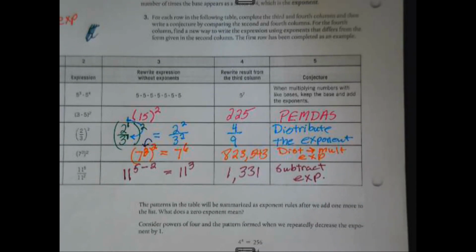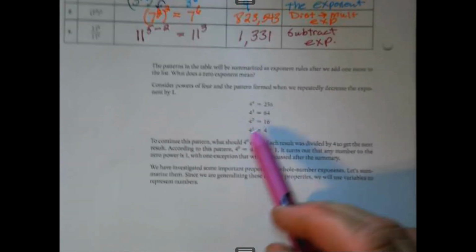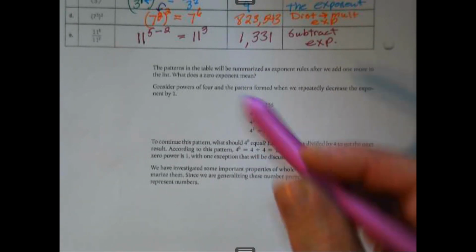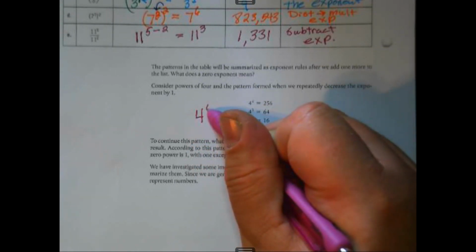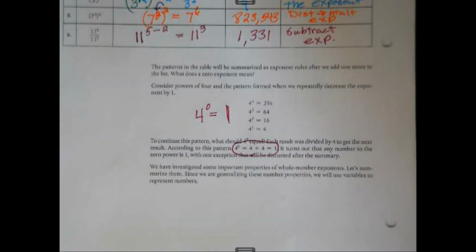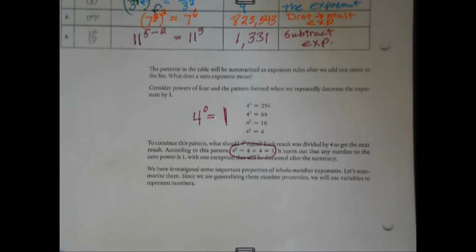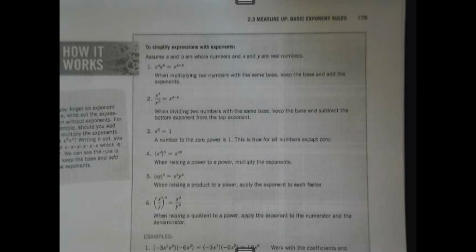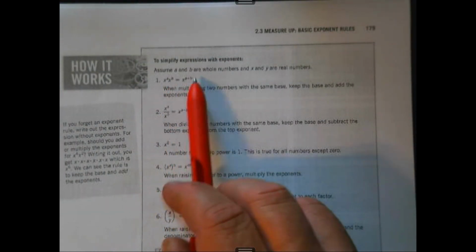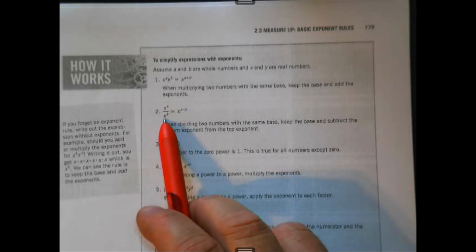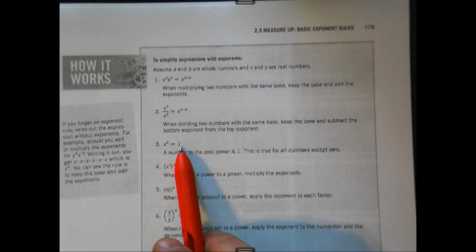Now next, all this stuff they got here is they're trying to show you a pattern. What they're ultimately getting to is that anything raised to the 0 power is 1. Okay, exponents. Again, this is what we just went all through. If I have a power with the same base, add the exponents. If I have division with the same base, subtract exponents. Anything raised to the 0 power is 1.